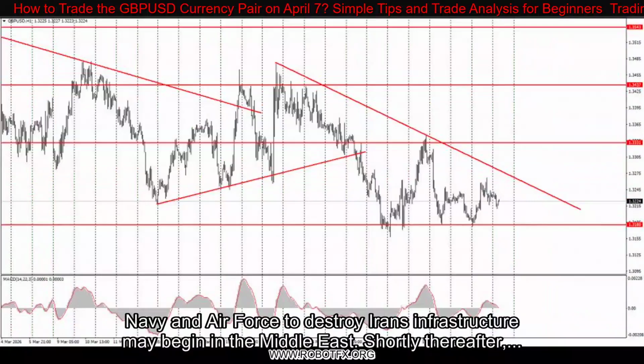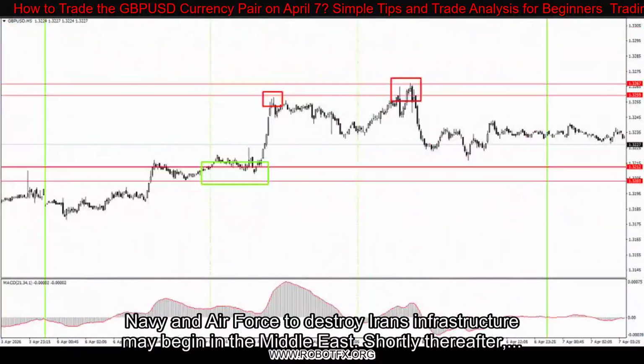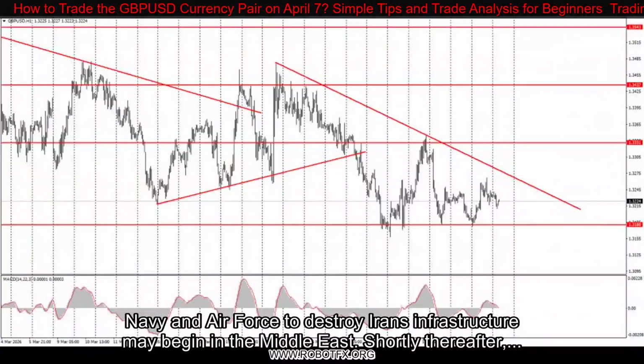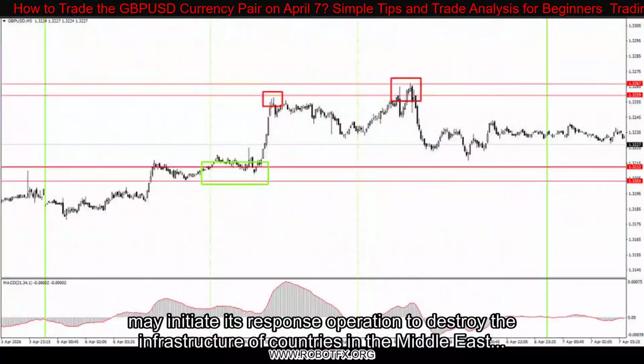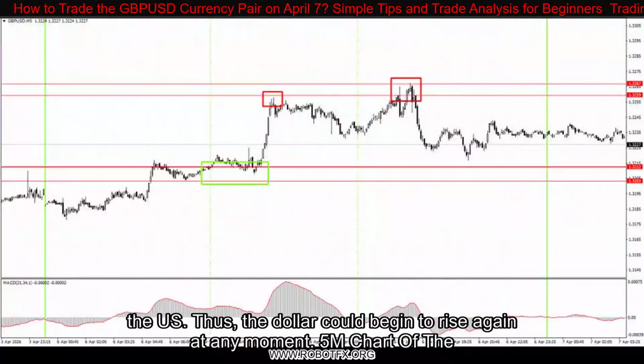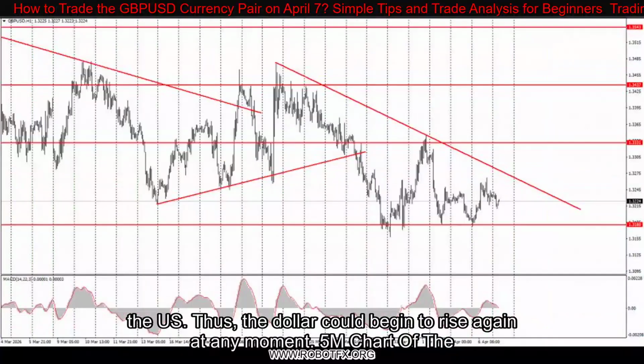This evening, another deadline for Donald Trump is expiring, so a new operation by the US Navy and Air Force to destroy Iran's infrastructure may begin in the Middle East. Shortly thereafter, Iran may initiate its response operation to destroy the infrastructure of countries in the Middle East that support the US. Thus, the dollar could begin to rise again at any moment.